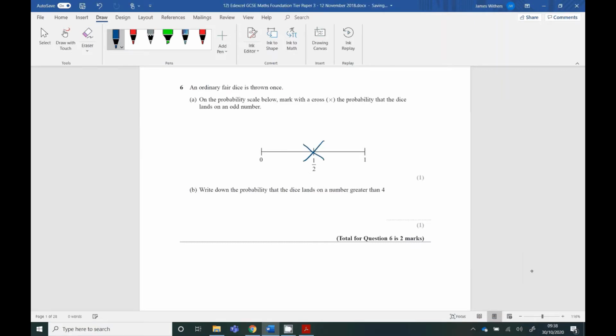Part B, write down the probability the dice lands on a number greater than 4. So that's either 5 or 6. So that's 2 out of 6. So that would be fine as your final answer, or if you've chosen to simplify it, you didn't have to, but if you did, the answer would be a third.